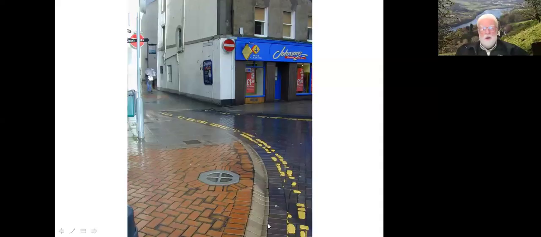There's a market cross at the point where the road to the castle and to St. John's Kirk crosses the High Street. That was taken away as an obstruction to traffic in the 19th century, but there's still a granite marker in the pavement to show where the market cross was. And this would have been, in effect, the hub, the absolute center of the medieval borough.